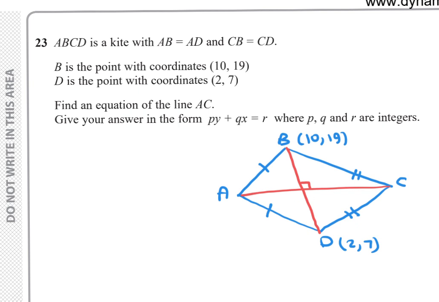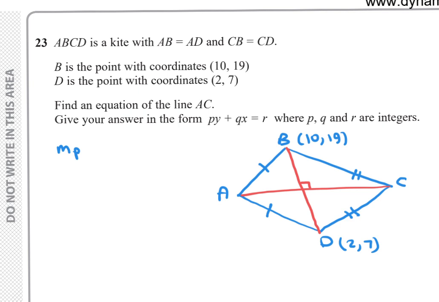For the kite, the diagonal AC bisects the line BD. So AC bisects the line BD and is perpendicular to BD. So now to find the equation of the line AC, you need to find the gradient of BD.